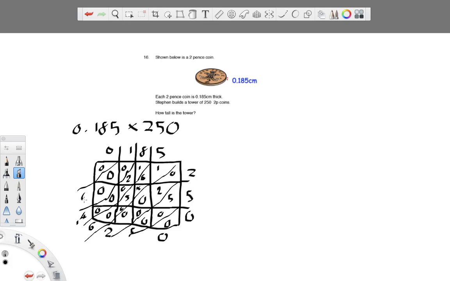And then that will be 0. And that will be 0. Okay then. So how do we know where our decimal place is going to go here? Well, if we think about it, we've got 0.185, so the decimal point will go there.